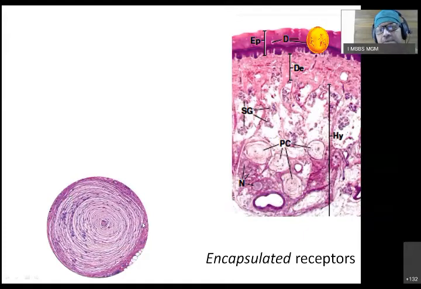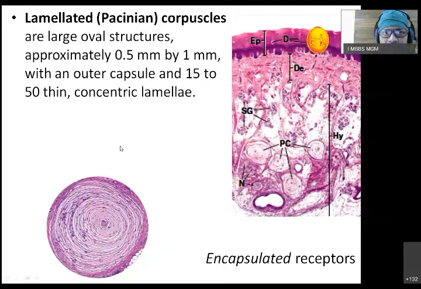Then there are the encapsulated ones, wonderful encapsulated receptors. Do you remember which receptor this is? They are Pacinian receptors, laminated receptors, oval in structure, approximately 0.5 to 1 millimeter in thickness. They may have a Schwann cell covering almost 15 to 50 thin concentric laminas. Where are they situated in the skin? They are situated deep in the dermis, at the junction of the dermis and the hypodermis. So they are deep in the skin.